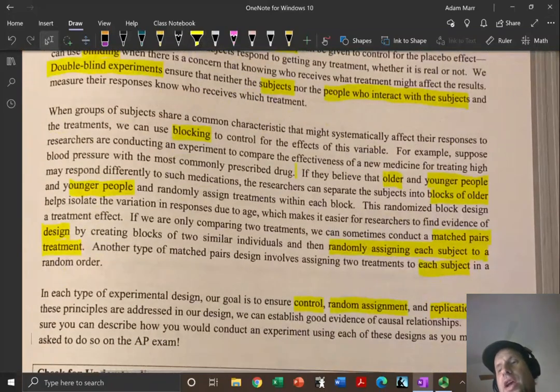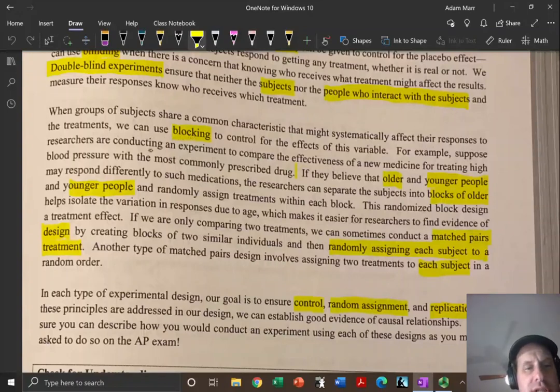All right, so what if there is, within the subjects right here, a common characteristic that could affect the response? Well, when groups of subjects share a common characteristic that might systematically affect the responses to the treatments, we can use something called blocking to control for the effects of this variable.